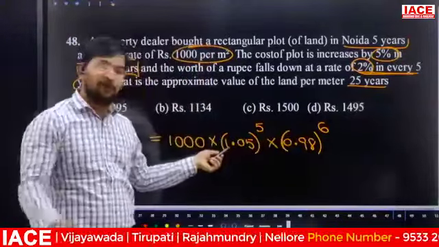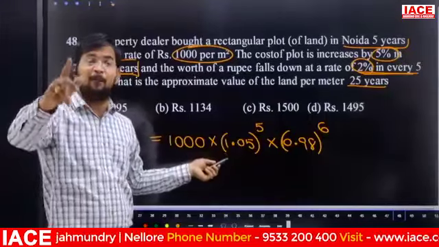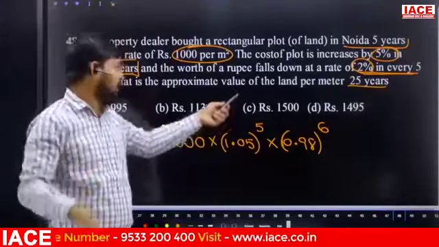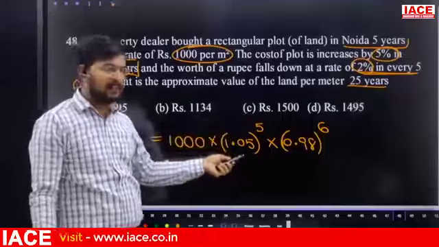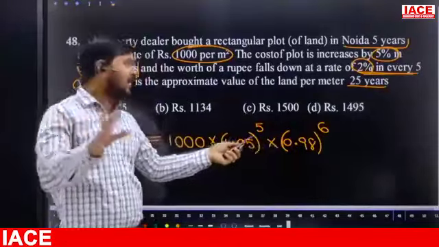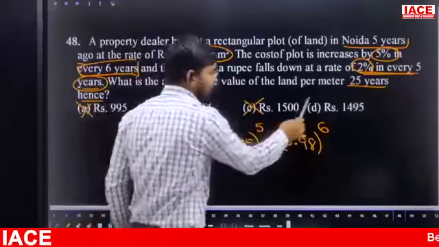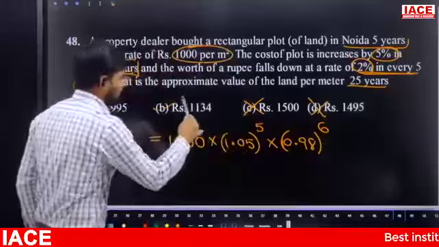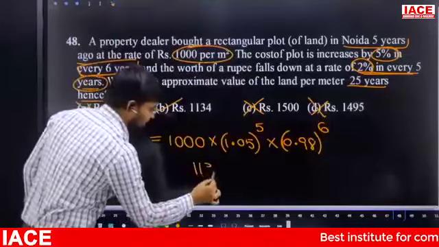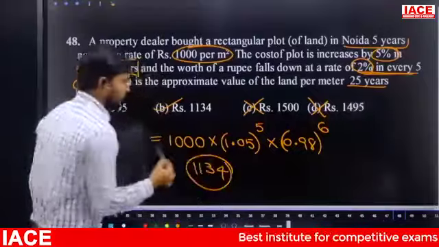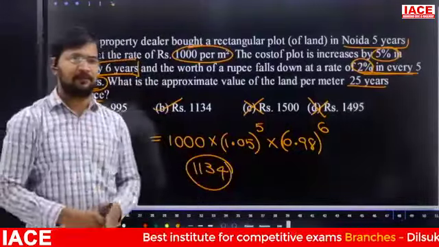And if you multiply this one for 5 times, it does not come to 1.5. If it came to 1.5, then your answer would be 1500. It's not possible to get 1.5. So your answer is not 1500, not 1495, nothing near that. So your answer is 1134. Option B is the right answer.